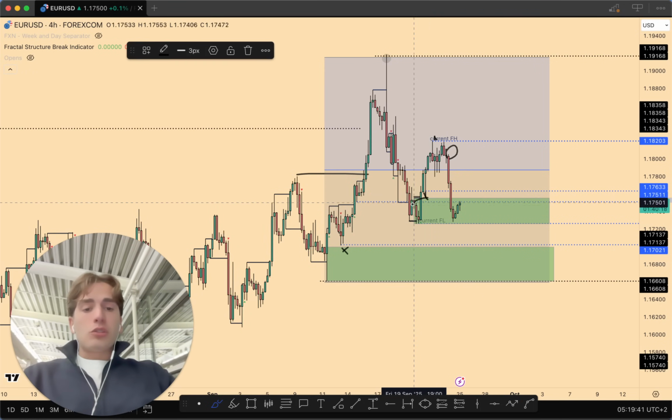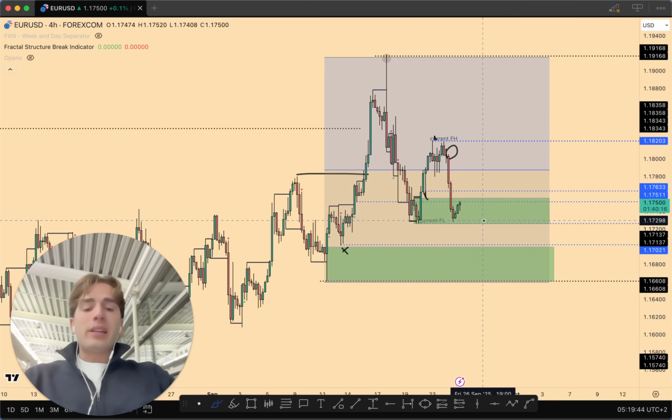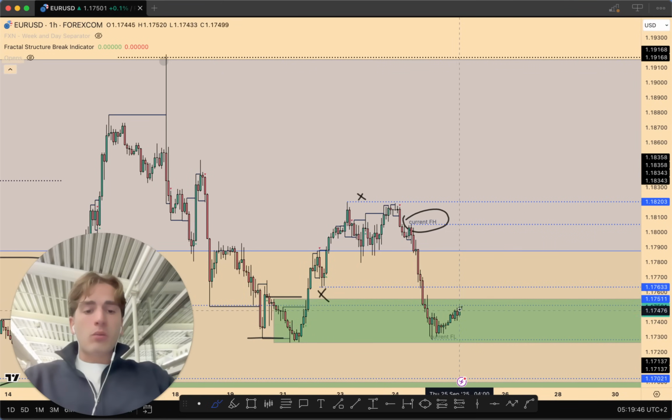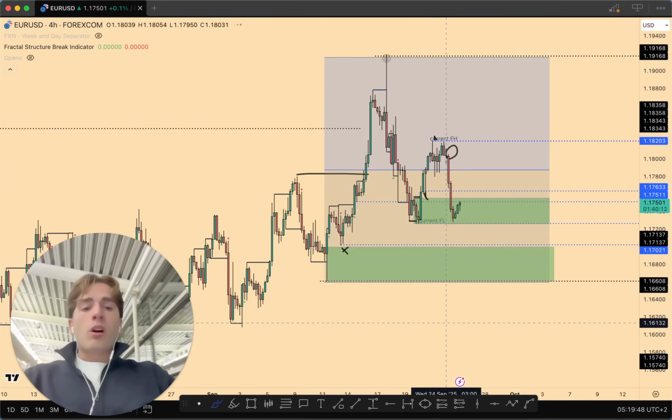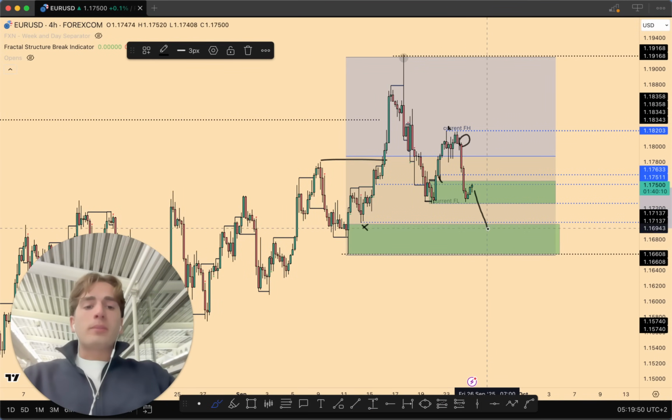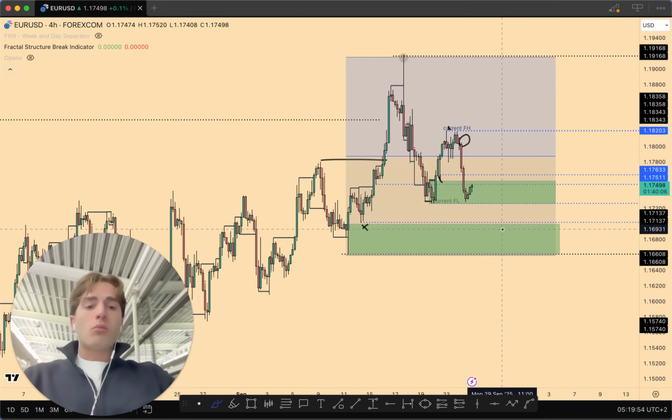So yes, you could look for a long here, but it's a lot lower probability, especially with not seeing 1 hour confirmation here. So that's why I'll most likely just wait for another drop down on EURUSD, and then, for example, look for something like this to then get involved with a long position.